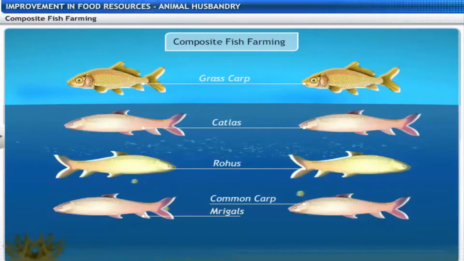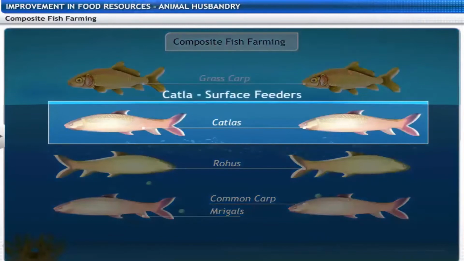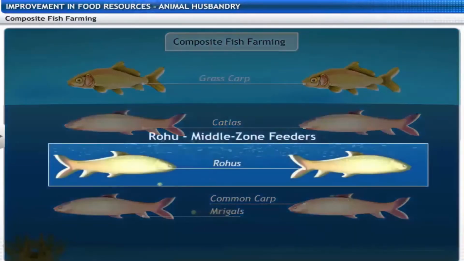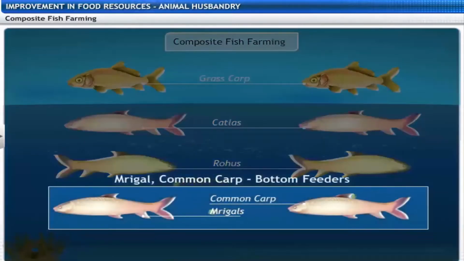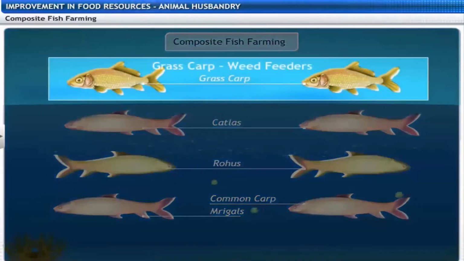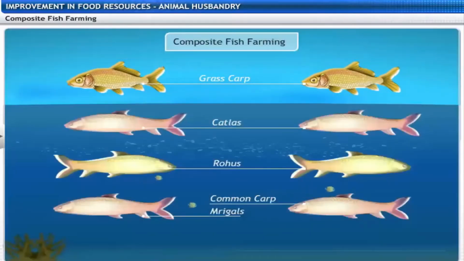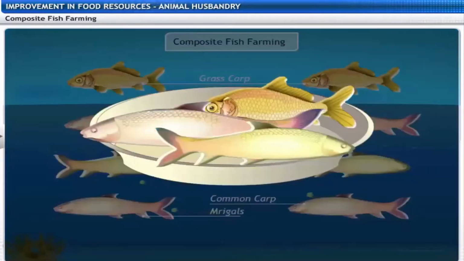For example, consider the following combination. Katla, the surface feeders. Rohu, that feed in the middle zone of the pond. Mrigal and common carp, that are bottom feeders, and grass carp that feed on weeds. So, all of these species can coexist in a single pond without fighting with each other for food. This helps increase the yield of fish from the pond.